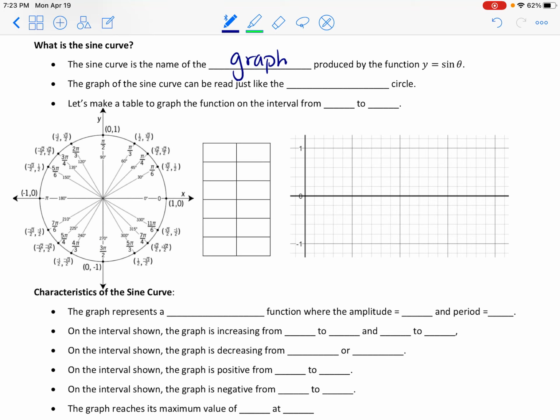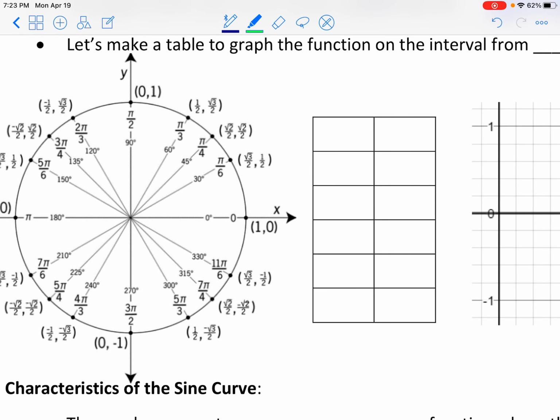And the graph of the sine curve is basically read in the same way that we read the unit circle. So when we read the unit circle, for instance, if I say go to theta equals 30 degrees or pi over 6, right? When we're going to 30 degrees or pi over 6, we can identify the cosine as radical 3 over 2 or the sine as 1/2. Now we're going to be focusing on the sine curve today.